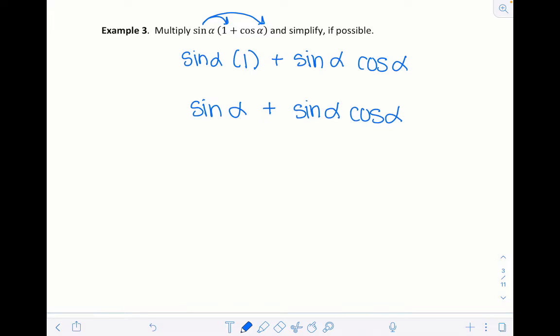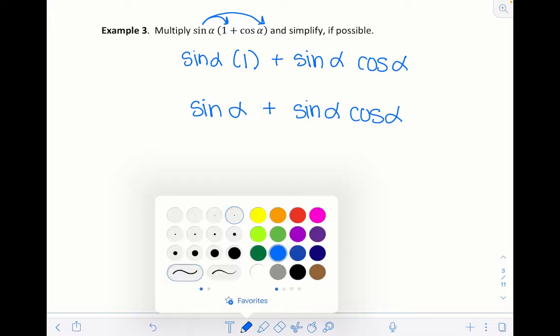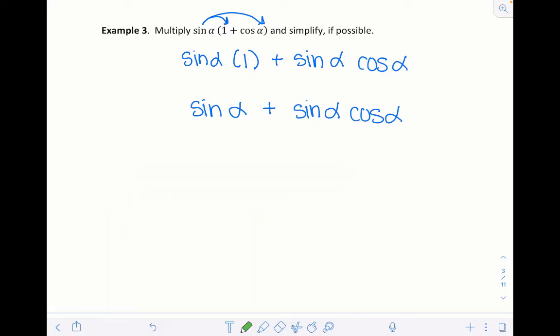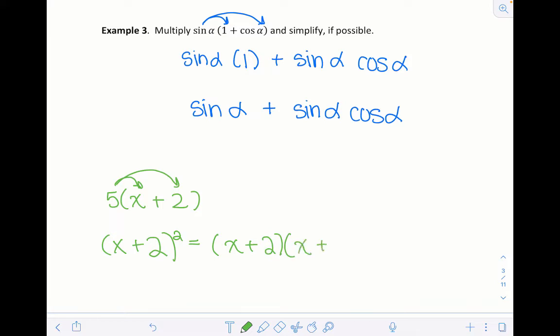I don't have an example like this on this worksheet, but we just kind of looked at the rule. This is similar to if you had something like this, for example. You could distribute it through. Also, as a reminder, if you had something like squared, in algebra, this means that you'd have to multiply it together twice and then FOIL it.